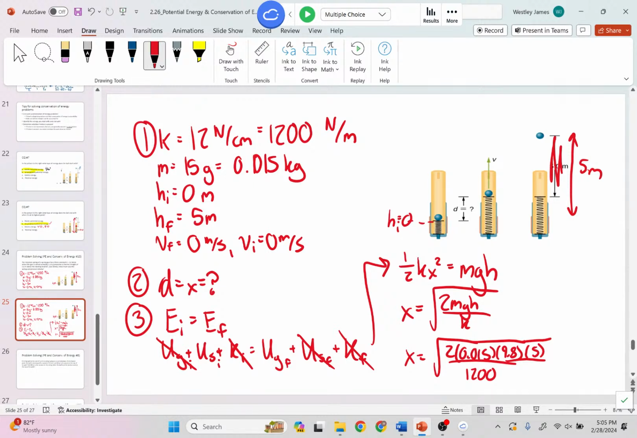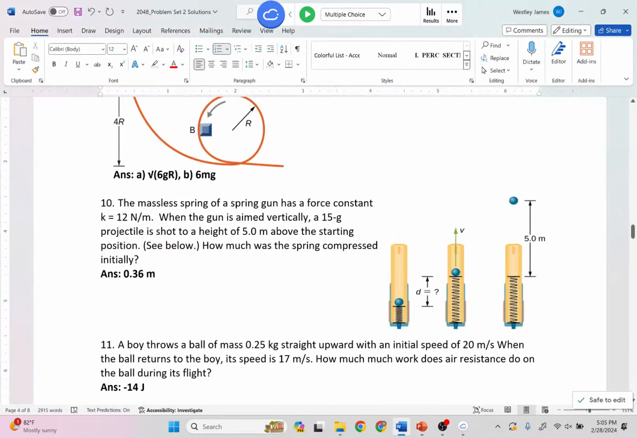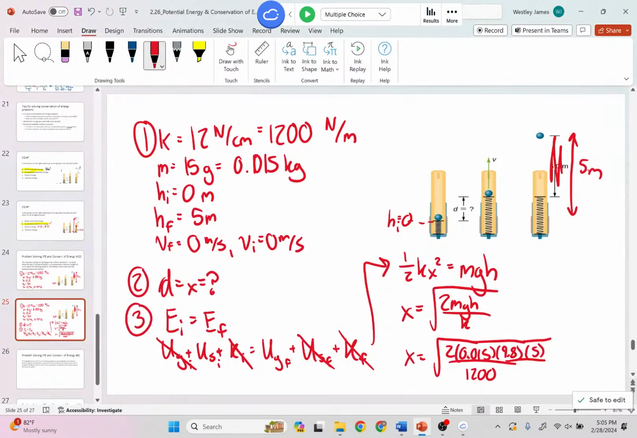All right. Fun fact, y'all. So the answer we get, 2 times 0.015 times 9.8 times 5 divided by 1200, comes out to 0.035. Let's see. Is that what the answer says? 0.36. Let me double check that I didn't do something weird at some point.